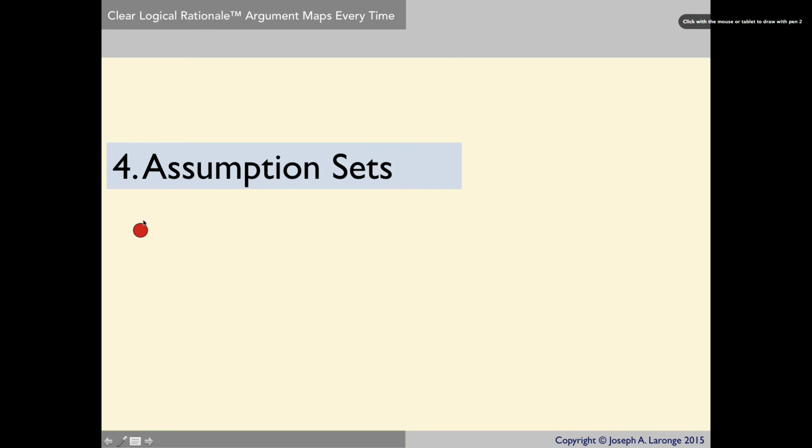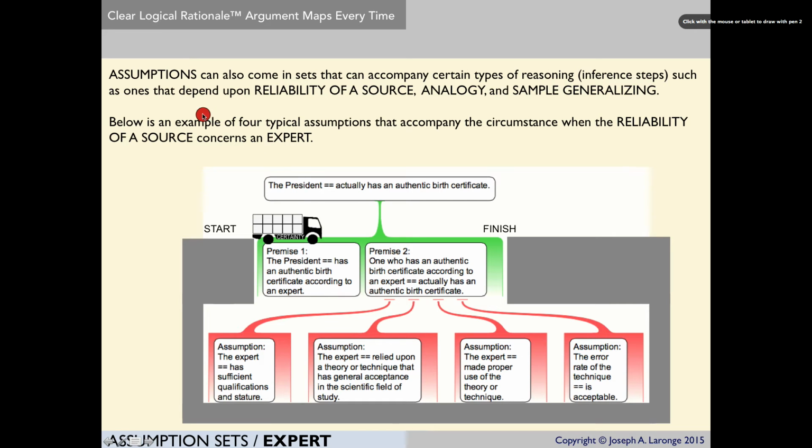And our last requirement is about assumption sets. I'm sorry, this is number 4, which is still about assumptions. But this points out that assumptions can also come in groups or sets, depending on the reasoning involved. So here you see that assumptions can also come in sets that can accompany certain types of reasoning or inference steps, such as ones that depend on the reliability of a source, or upon analogy, or upon sample generalizing.